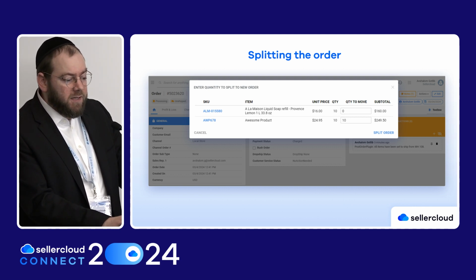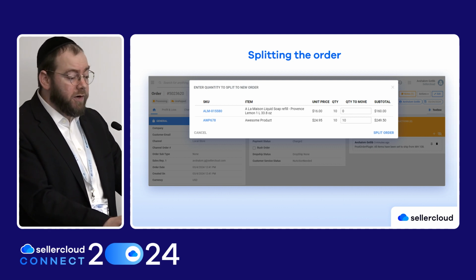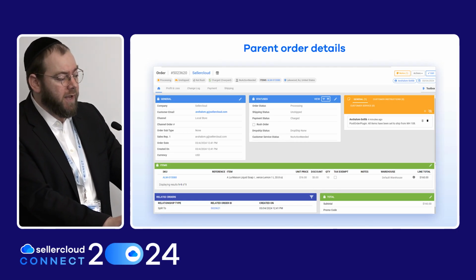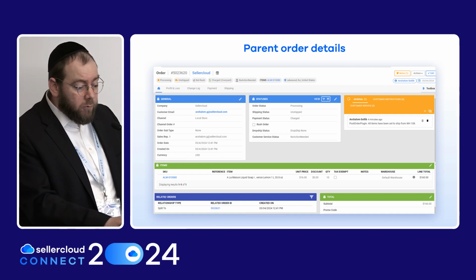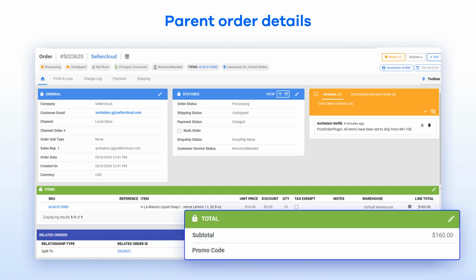You can split the entire quantity of a product onto a different order, or you can split part of the quantity. In our example, we're keeping it simple. We're splitting the entire quantity of this second product to the next order. We now have a parent order and a child order. As you can see, this parent order only has one product on it, and the total has been reduced by the amount of the second product. We only have a total of $160 instead of the original $409.50. The child order will have the rest of the total.